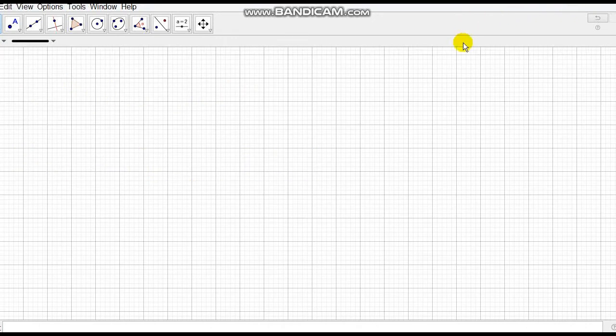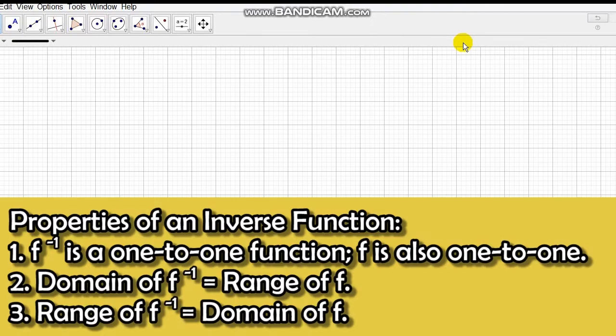Now, let's go to the properties of the inverse function. Number 1, the inverse of f is a one-to-one function and f is also one-to-one. It is a requirement that the function that we're dealing with is a one-to-one function so that when we get its inverse, it would also be a one-to-one function. If ever the function is not one-to-one, then the inverse would not be a function.